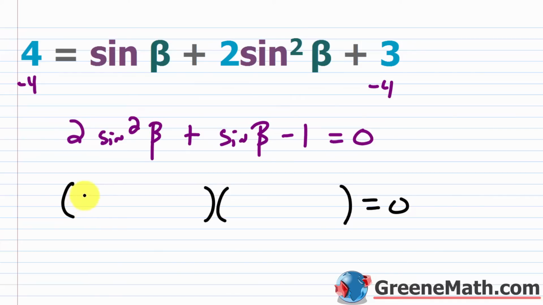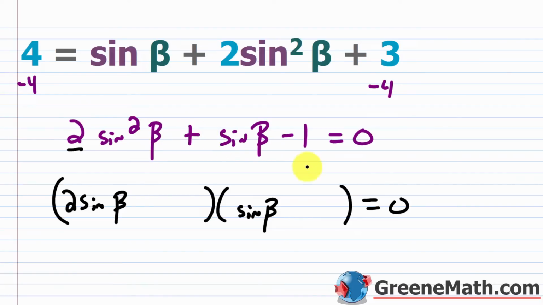So I'm just going to put sine of beta here and sine of beta here to start. Now this 2 in front, that's a prime number, so I've got to stick that in one of these, so I'm just going to stick it here. So we have 2 times sine of beta times sine of beta, which will give me 2 times sine squared beta. Okay, so that works.